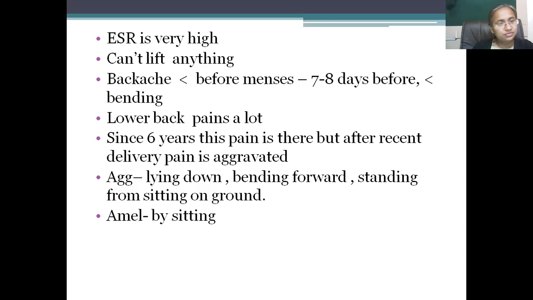Her ESR was very, very high, and she couldn't lift anything. The backache was aggravated during menses, sometimes 7-8 days before, and also aggravated on bending forward. The lower back had immense pain, and this pain had been there for the last 6 years, but they got to know about this rheumatoid arthritis just a few months back.